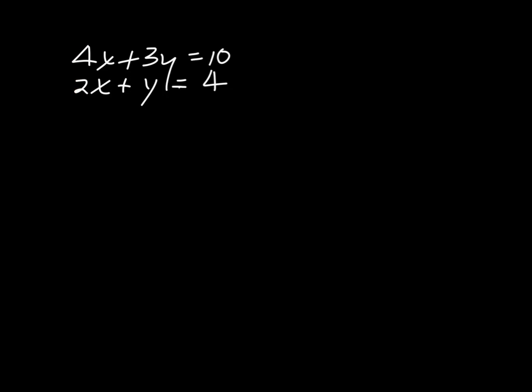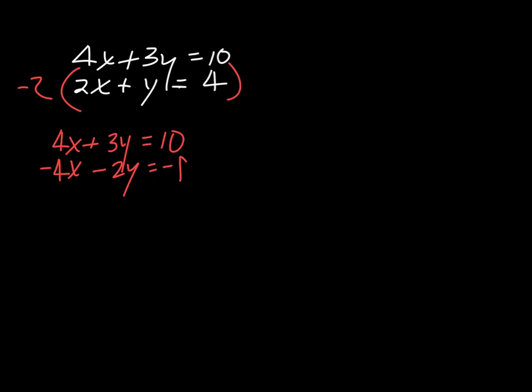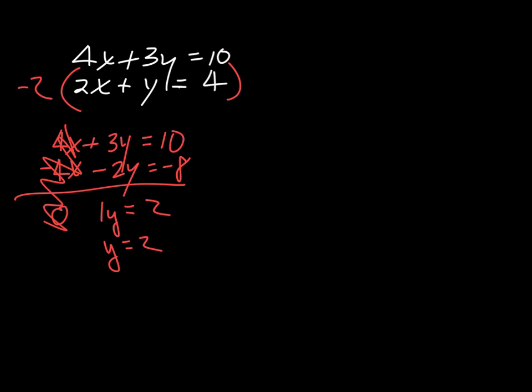So 4 might work, which means we would multiply this entire thing by 2 so that they're both the same number. In fact, we'd multiply it by -2. So our top number stays the same. Our bottom number changes to -4x minus 2y equals -8. We add those, and we get 0 here. We get 0 x's, so we don't even have to write those. We get positive 3 and a -2. We get a 1y, and that equals 10 minus 8 is 2, so y equals 2.